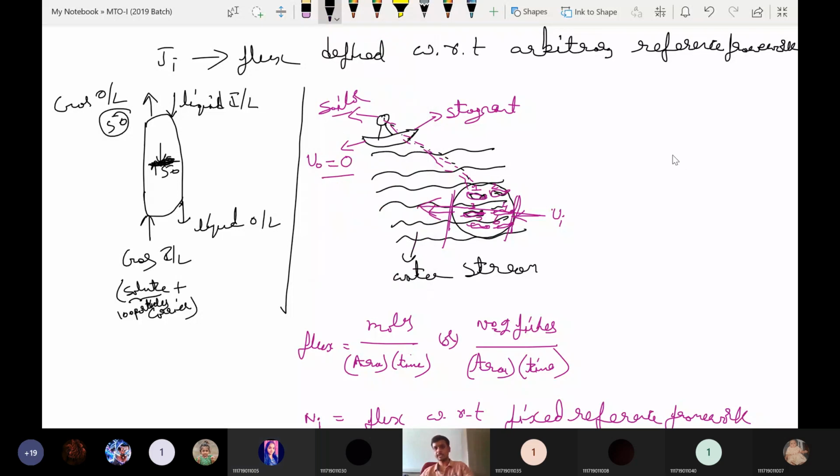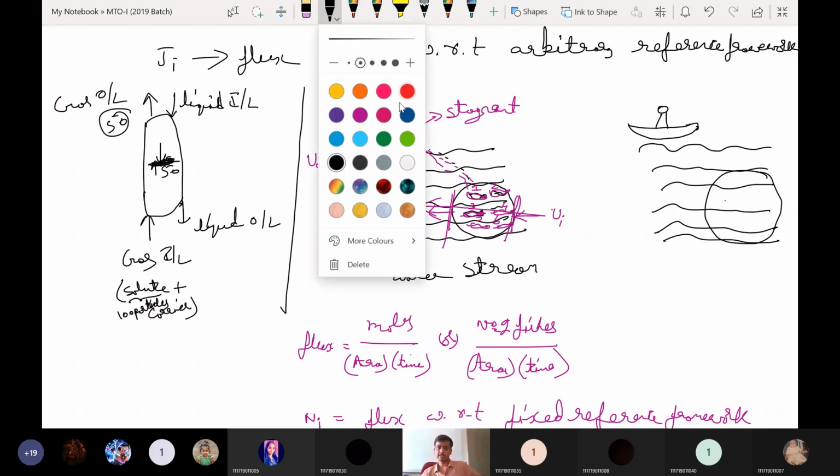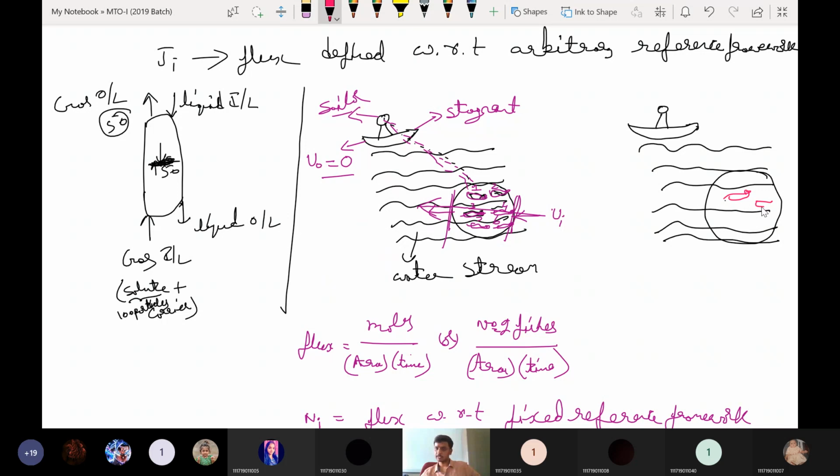Okay, next example. The same example I am taking to define Ji also. The same stream is there like this. You are sailing on a boat. Okay, you are a sailor. Now you are observing the same control volume, the number of fishes which are coming inside and leaving. Okay, you may consider these as fishes like this.